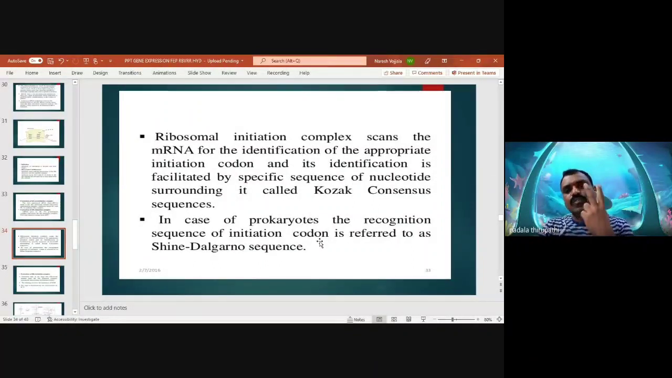So here, two sequences are observed in this slide. The first one is the Kozak consensus sequence, which is the specific nucleotide sequence surrounding the start codon in eukaryotes. Then the prokaryotic sequence we can call the Shine-Dalgarno sequence. First is the Kozak consensus sequence, and the second, in prokaryotes, is the Shine-Dalgarno sequence.